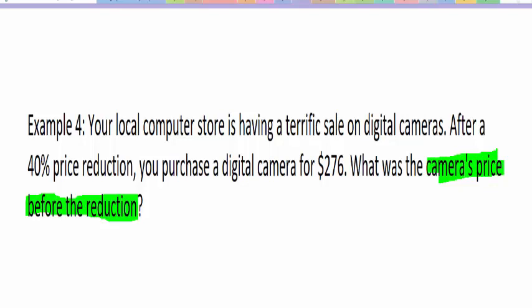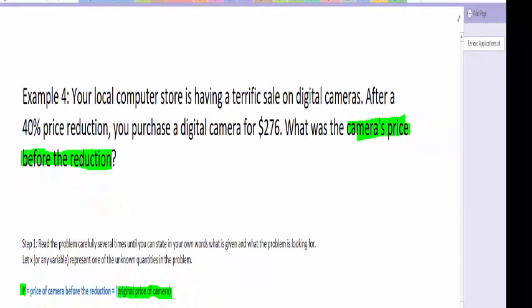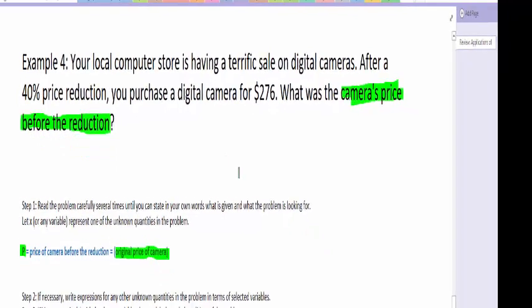And we're going to assign the variable P for that. You can assign any variable. That's step 1. Step 2, we need to come up with some equations.